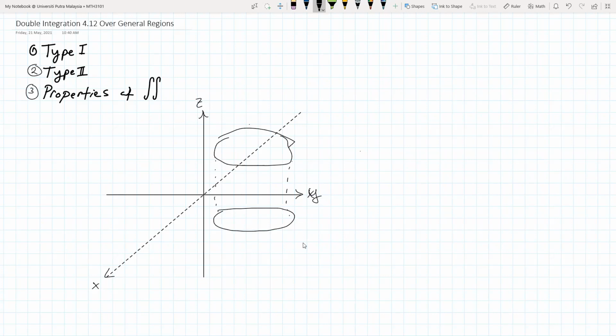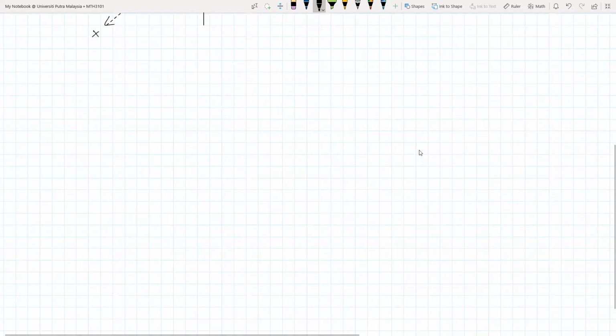For general regions, there are two types, type 1 and type 2. Let's discuss what type 1 is. Type 1. Okay, I'll give an example of a region.